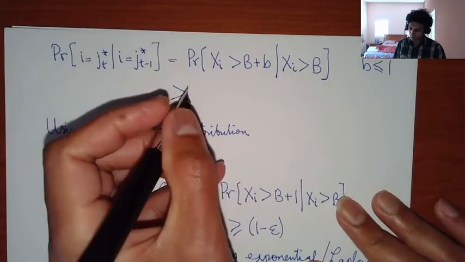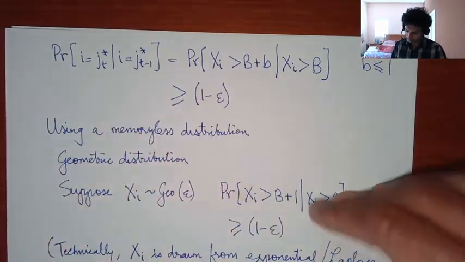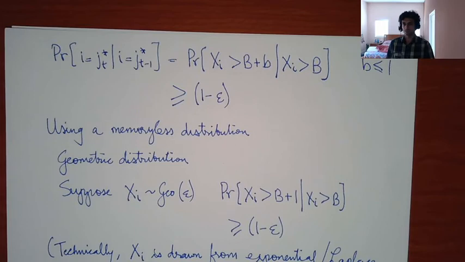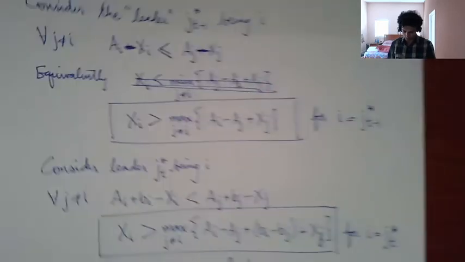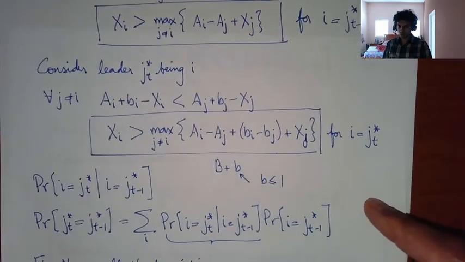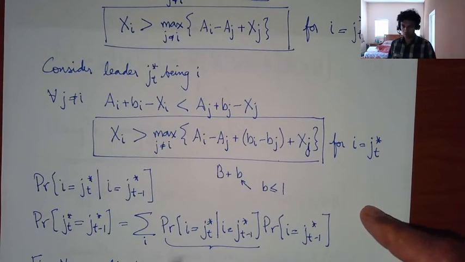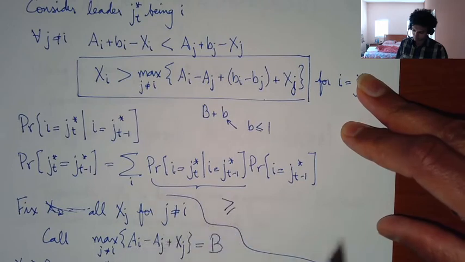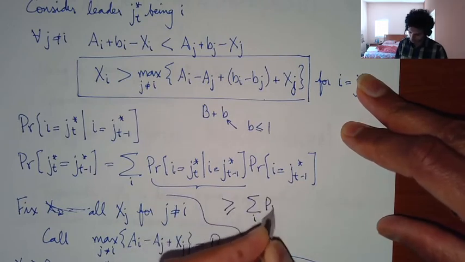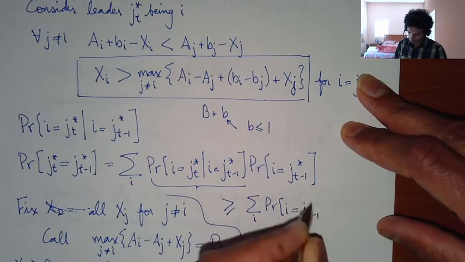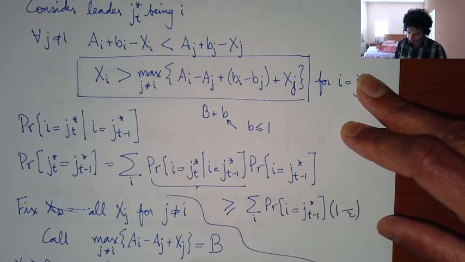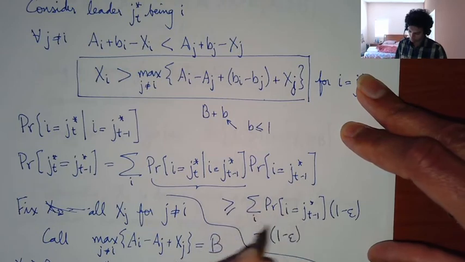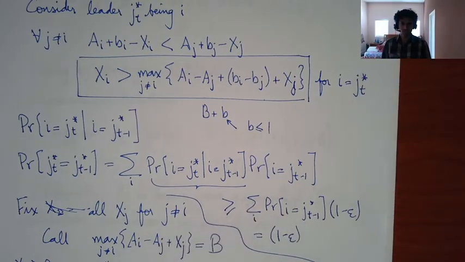And so you can then bound this by 1 minus epsilon. Once the conditional probabilities have been bounded by 1 minus epsilon, now we can go ahead and write this out. We'll say this is at most the summation over i of the probability that i is equal to j_{t-1} star times 1 minus epsilon, which is equal to 1 minus epsilon, because the sum of these probabilities is just 1. Because someone has to be the leader.